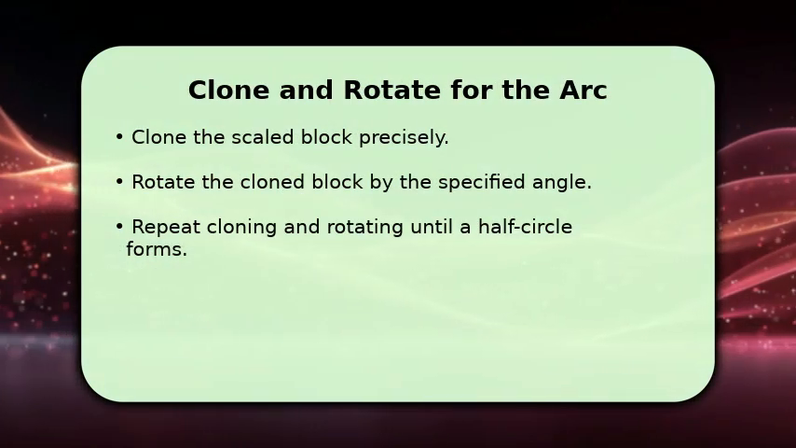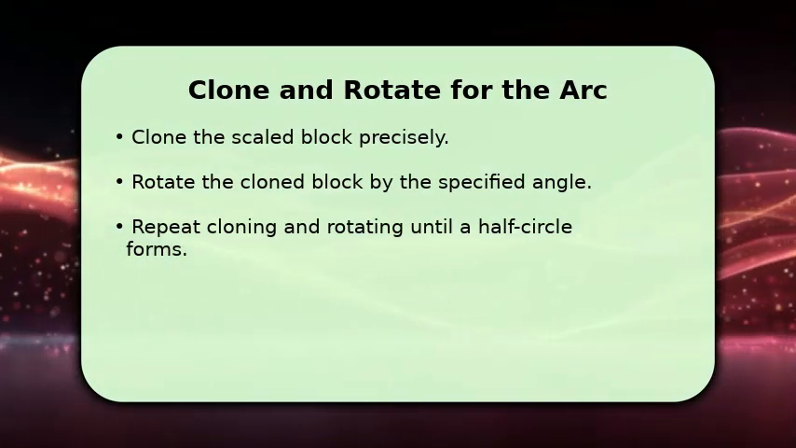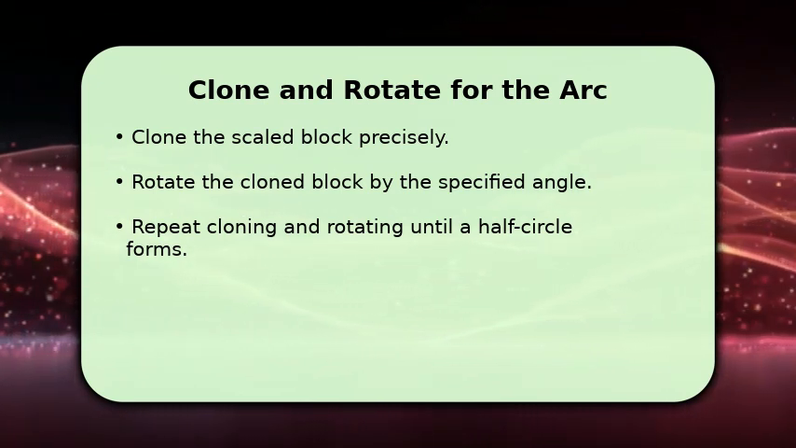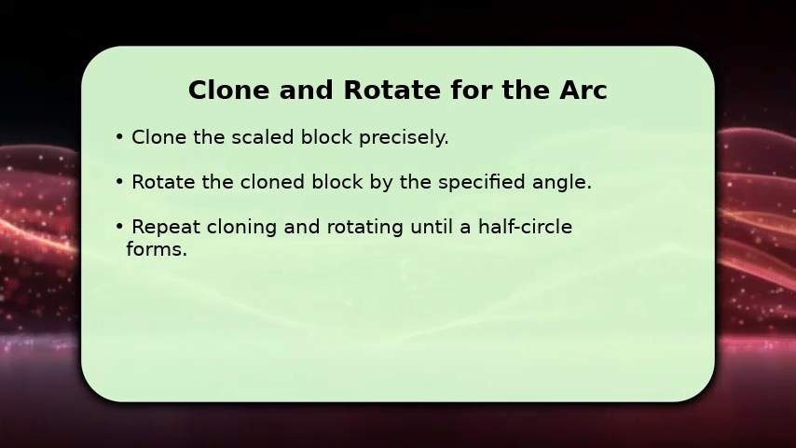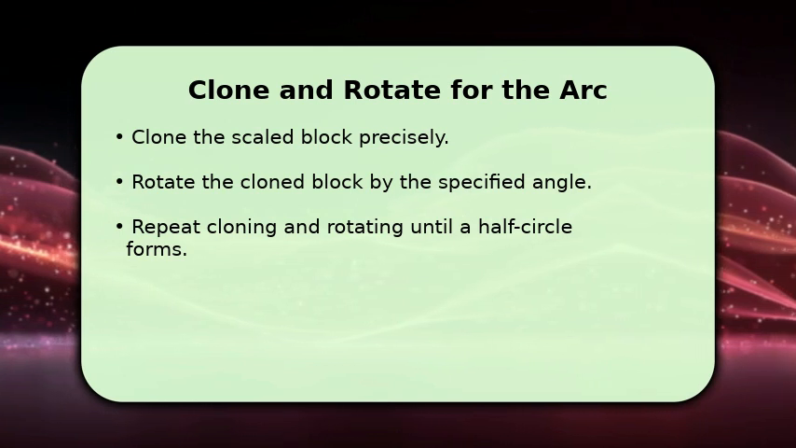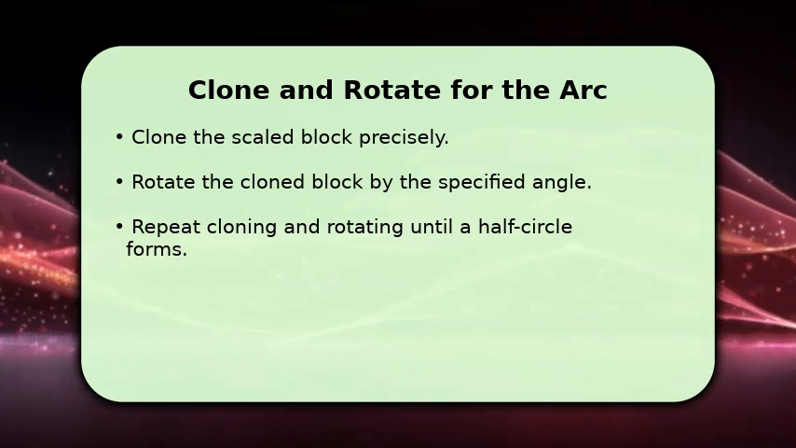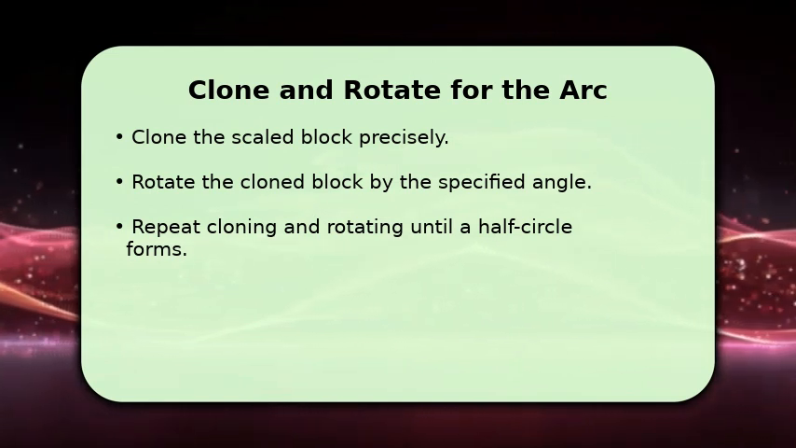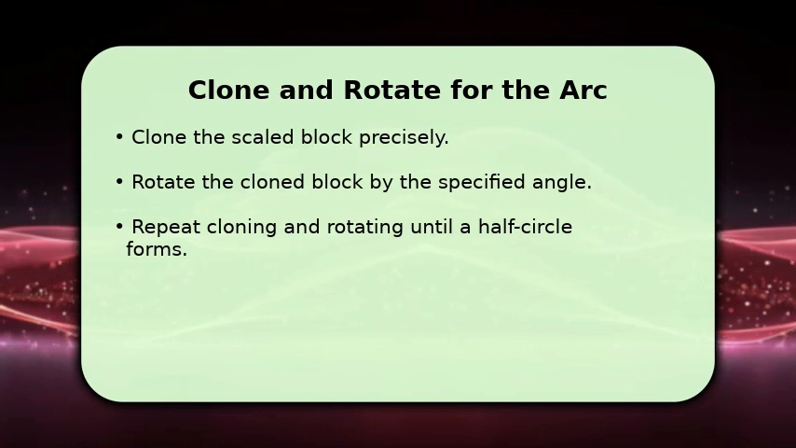With your first scaled block ready, clone it. Then, rotate this cloned block by the exact angle given by your calculator, for example, 15 degrees. Carefully repeat this process. Clone the last block, then rotate it by the same angle. Continue these steps until you have formed a clear half circle, ensuring each block connects smoothly.